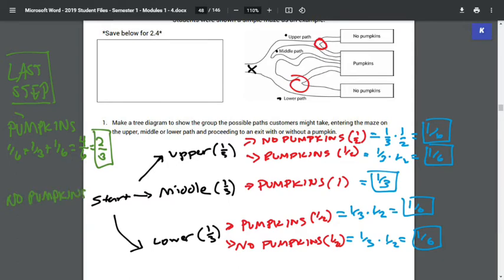And then for no pumpkins, I'm going to do a similar thing where I'm going to add all of those that represent no pumpkins. So from there, it's going to be 1/6 plus 1/6, which equals 2/6, which equals 1/3. So the probability of walking out with the pumpkin is 2/3. Probability of not walking out with the pumpkin is 1/3. So we're going to use that to answer the question right below this one, which would be number 2.